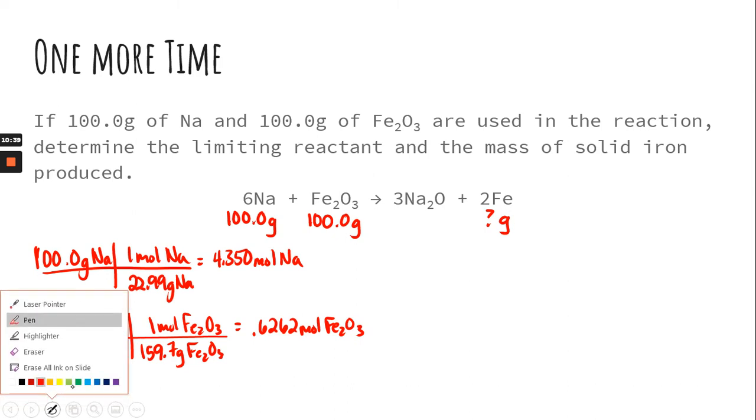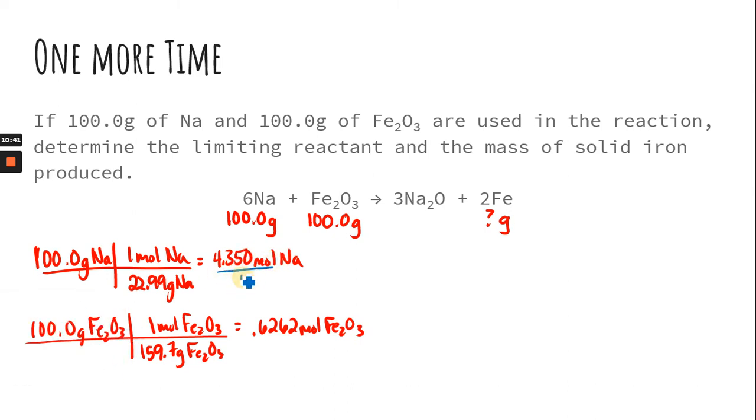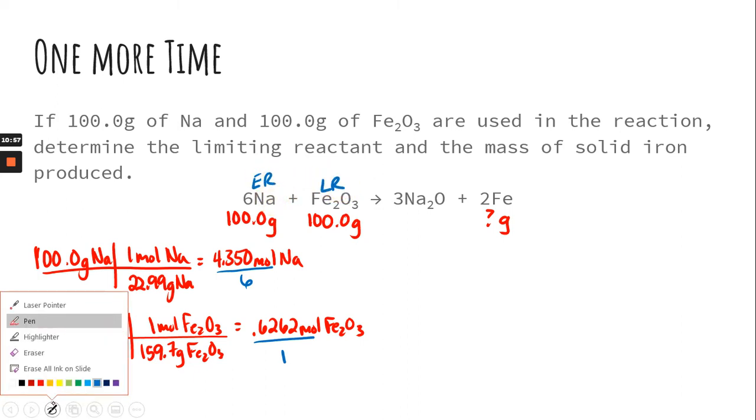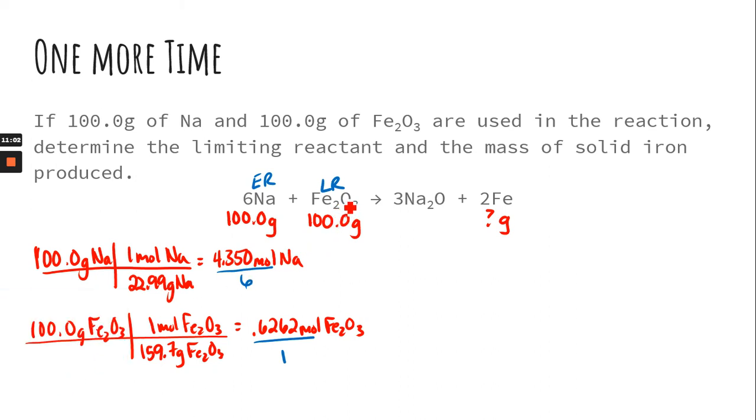So again, we're going to divide by the coefficient. So 4 divided by 6, and then 0.6 divided by 1. When we divide this, that would give us 0.7. This is 0.6. So iron 3 oxide is our limiting reactant, and sodium is our excess. So we're going to use that limiting reactant to then find the mass of our product.